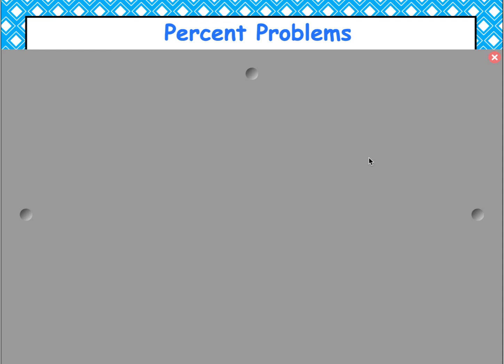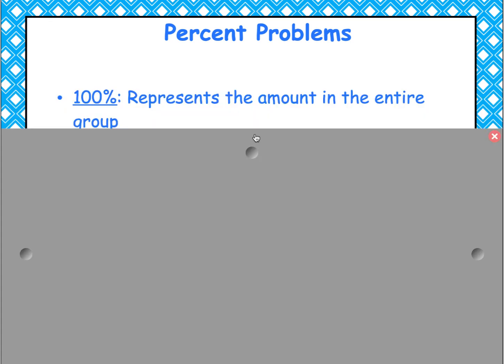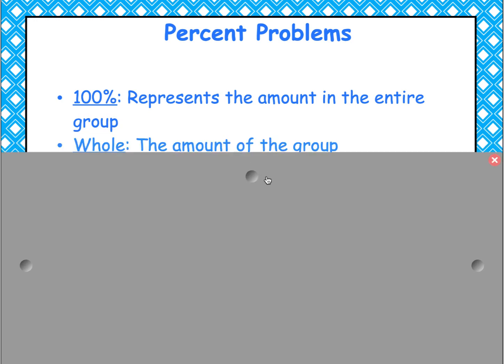This lesson goes over how to solve problems that deal with percents. So just a little bit of background of some stuff that we need to make sure we understand. When we're talking about 100%, 100% represents the amount in the entire group. So if we had everything. Whole means the amount of the group. So if we had a class of 22 people and 100% are present, the whole would be 22.